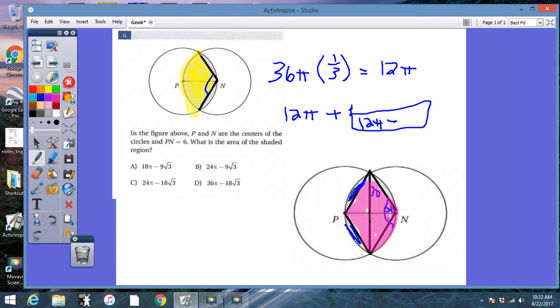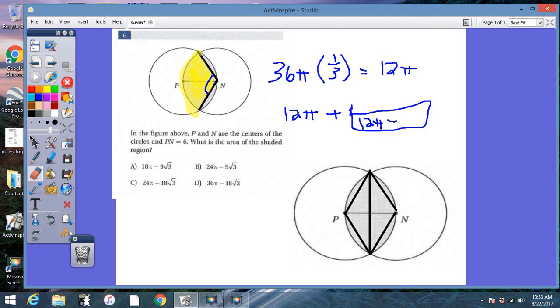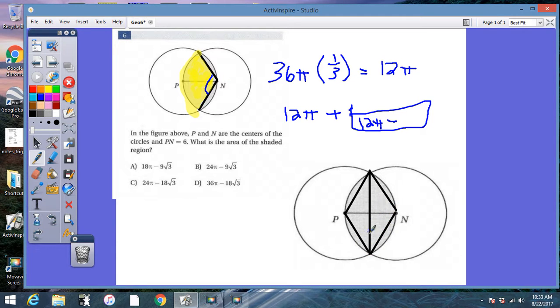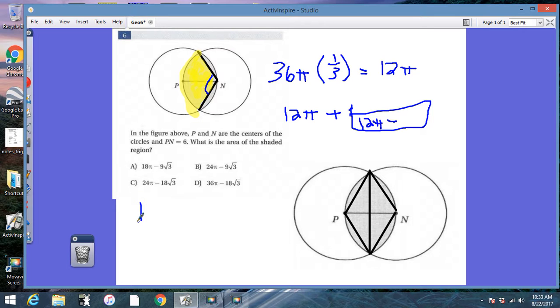So instead of an area of a parallelogram, I'm going to break this up into two triangles. I'm going to do this large triangle on the right hand side. So 1/2 base times height. One thing we do know is the radius of the circle is 6. They gave us that. This is a 30, 60, 90. So if your hypotenuse is 6, your short leg is half of that, which is 3, and your long leg is 3 times the square root of 3.